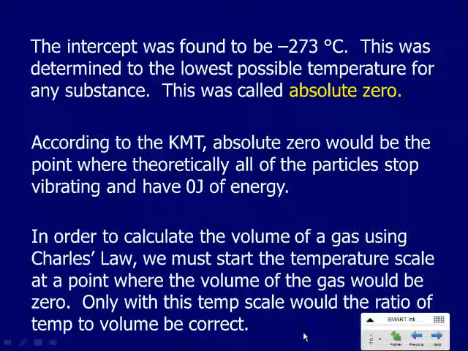We call this absolute zero. According to the kinetic molecular theory, it's where theoretically all of the particles stop moving. We say they have 0 joules of energy. That's a J, by the way, joules of energy. We must start at a temperature of 0 where V is equal to 0 in order to have that nice relationship of if I double the temperature, I double the volume. You have to start with an absolute scale in order to do that.